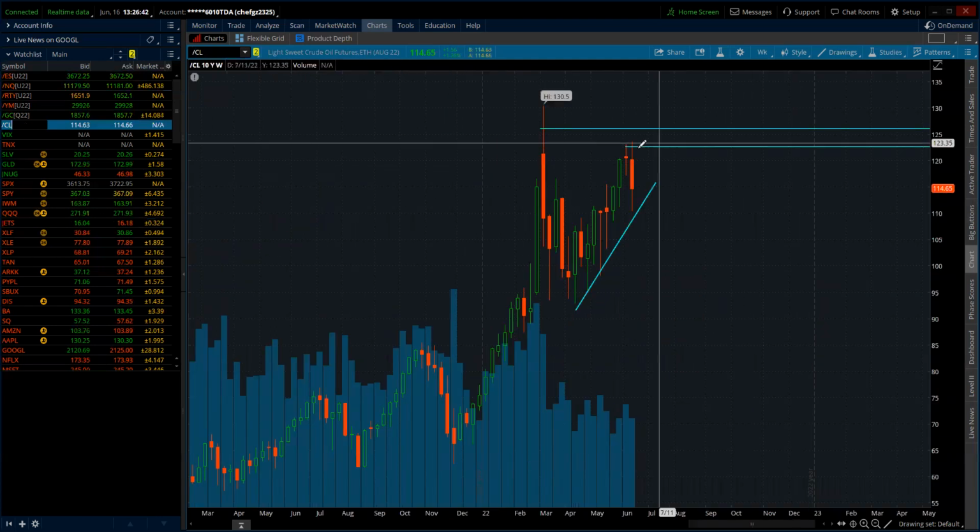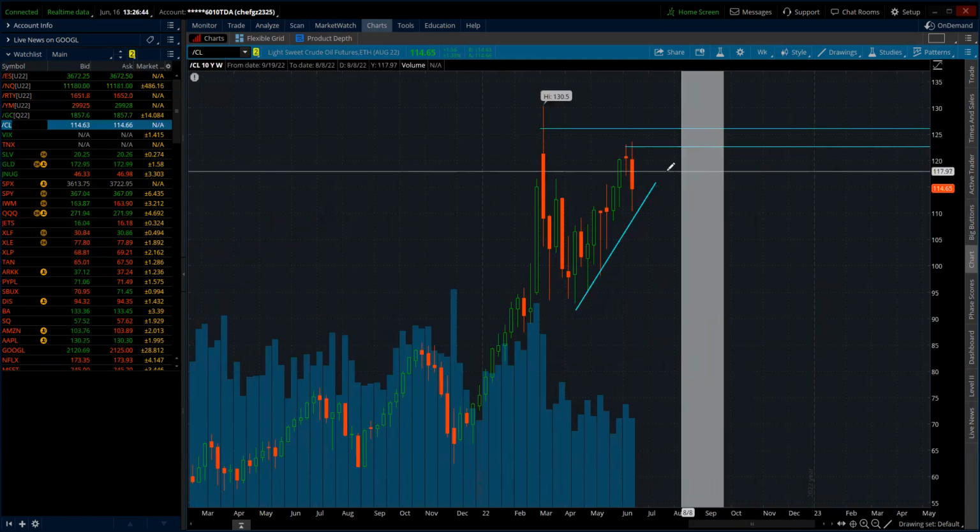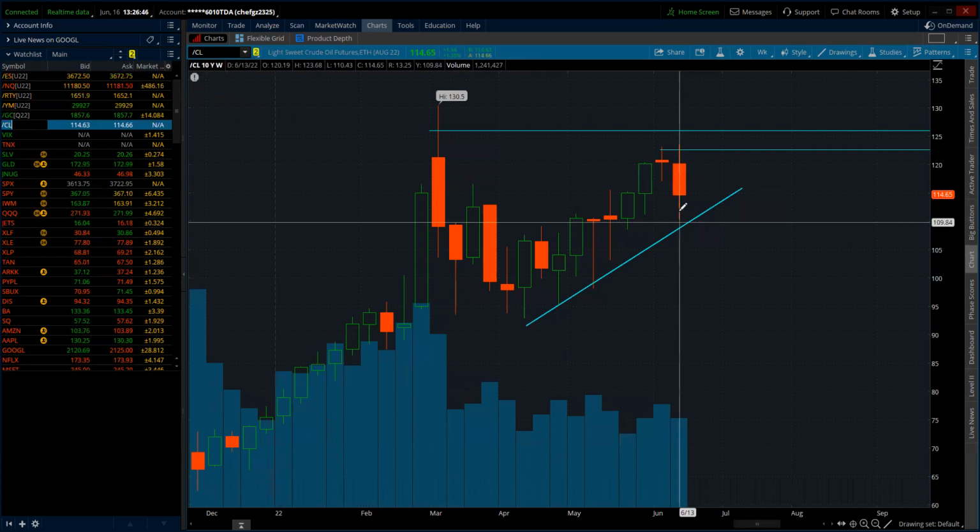As for oil, we did hit that supply, guys. Nice little doji on the weekly. The next candle that follows is the red one.